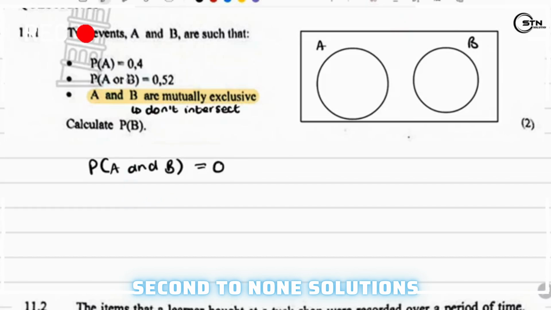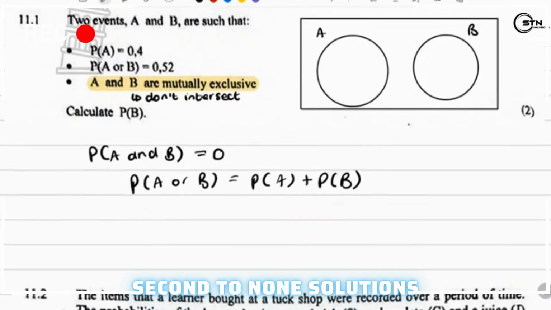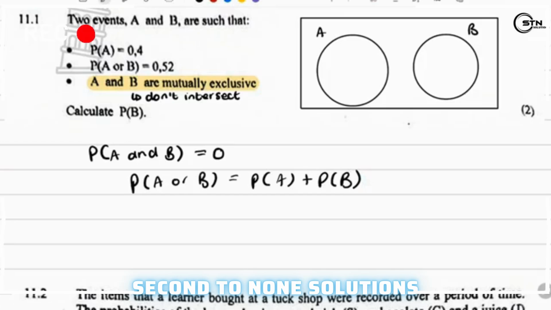So we'll simply use what they told us here. They told us the probability of A or B, and that has a formula. The probability of A or B is equal to the probability of A plus the probability of B, minus the intersection, minus the probability of A and B. But we already know that's 0, so we don't even have to include it because it's like minus 0. So let's fill in what we have and we'll find the probability of B.